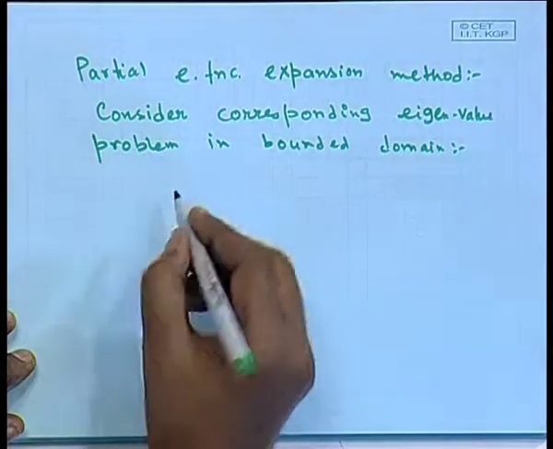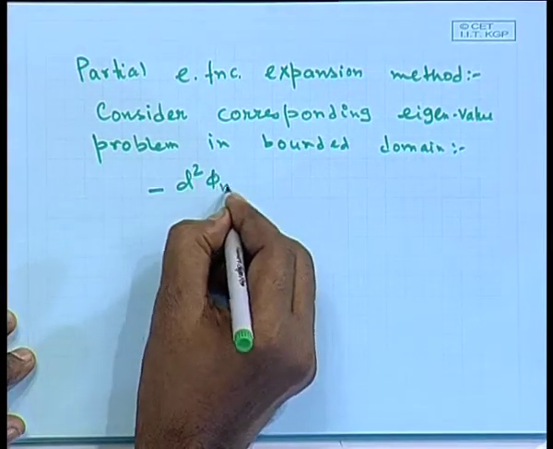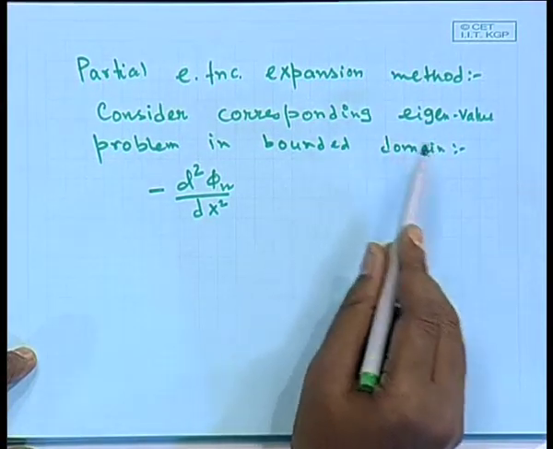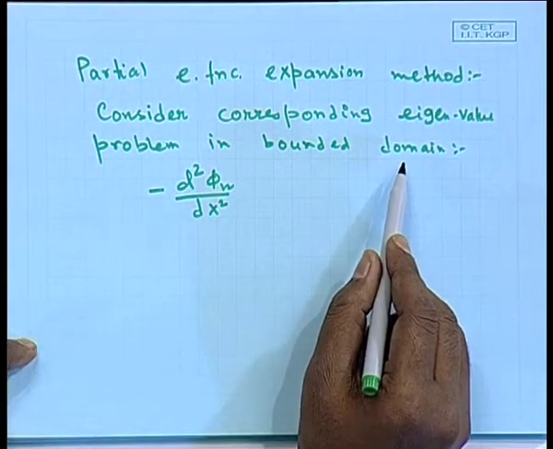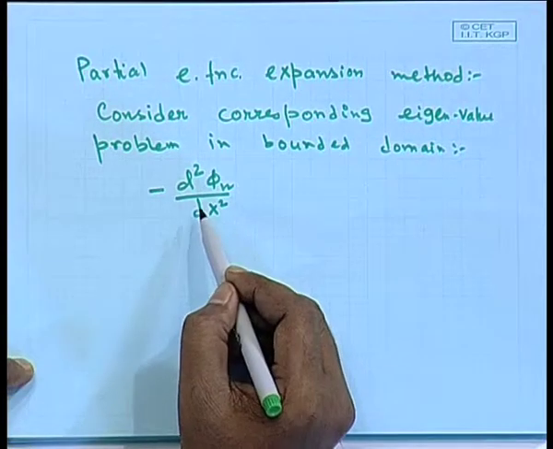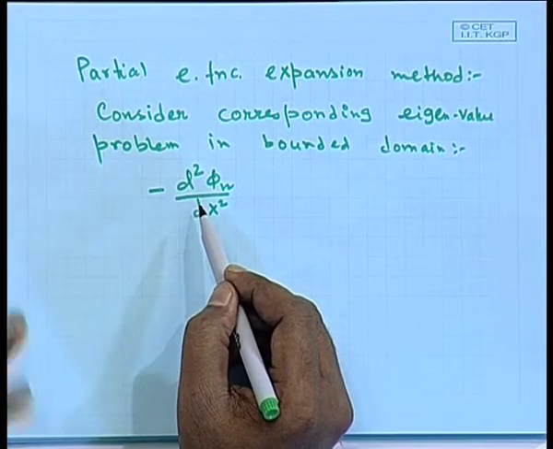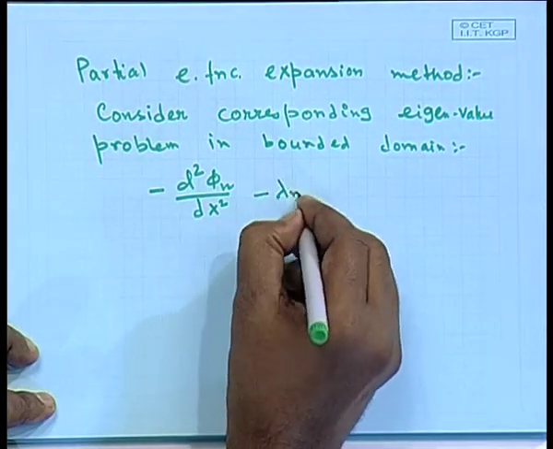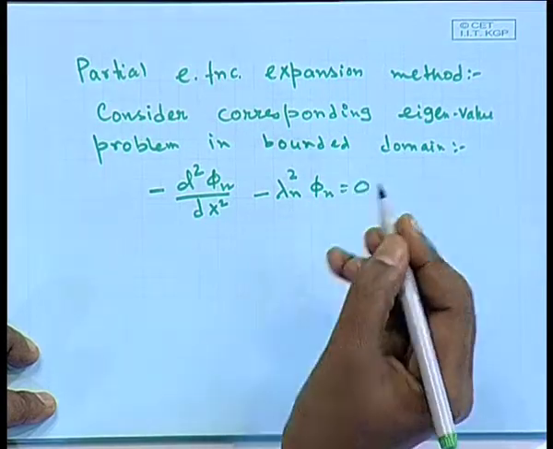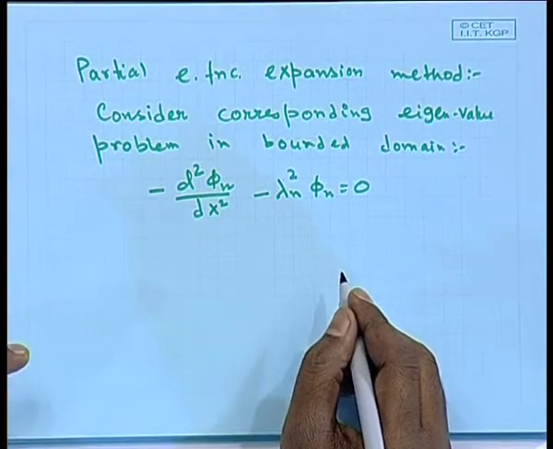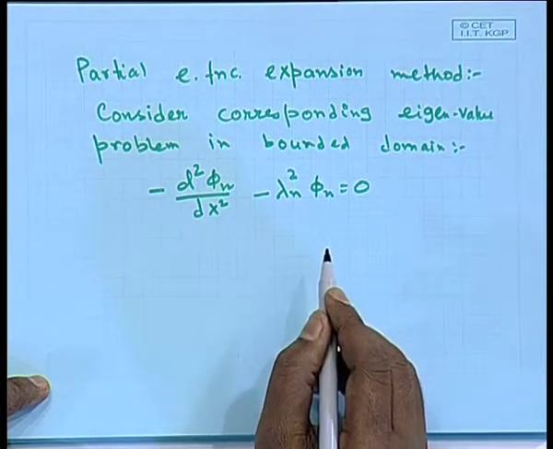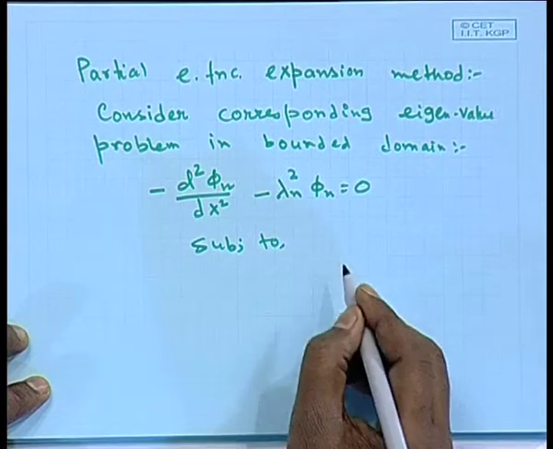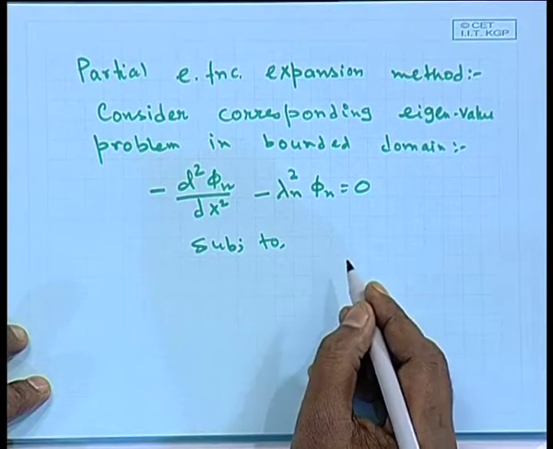So, it will be minus d square phi n dx square. Since you are considering the corresponding eigenvalue problem in the bounded domain only, the x direction, the derivative will be a total derivative, with respect to x only: d square phi n dx square minus, let us say, lambda n square phi n is equal to 0, right. We have solved this type of problems previously. So, this will be the standard eigenvalue problem in the x direction subject to the boundary conditions of your Green's function in the x direction.